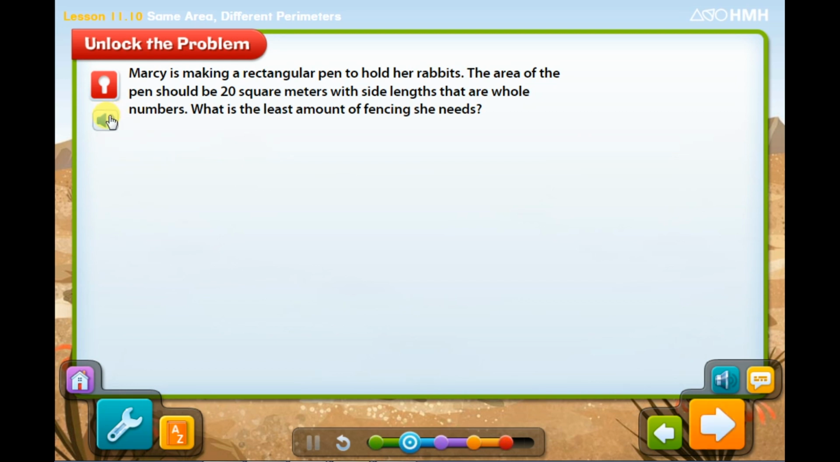Let's read together. Marcy is making a rectangular pen to hold her rabbits. The area of the pen should be 20 square meters with side lengths that are whole numbers. What is the least amount of fencing she needs? Let's unlock the problem. So first, what are the givens here? She wants to make a pen whose area is 20 square meters. So it has a fixed area, which is 20 square meters. And what does she need to find? She wants the least amount of fencing she needs.